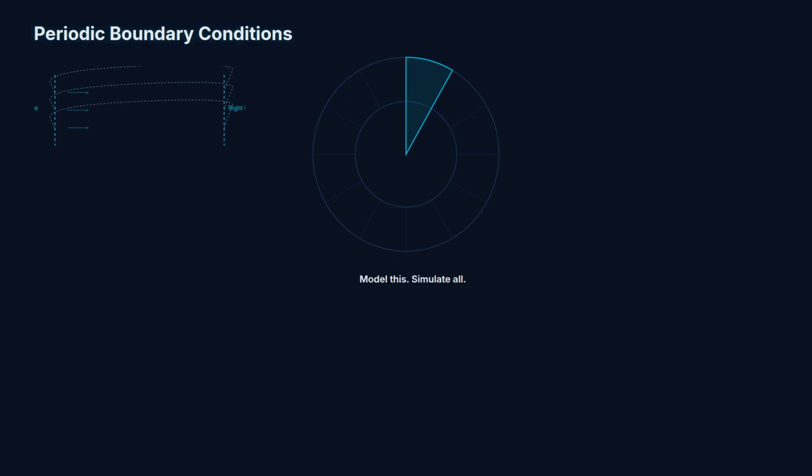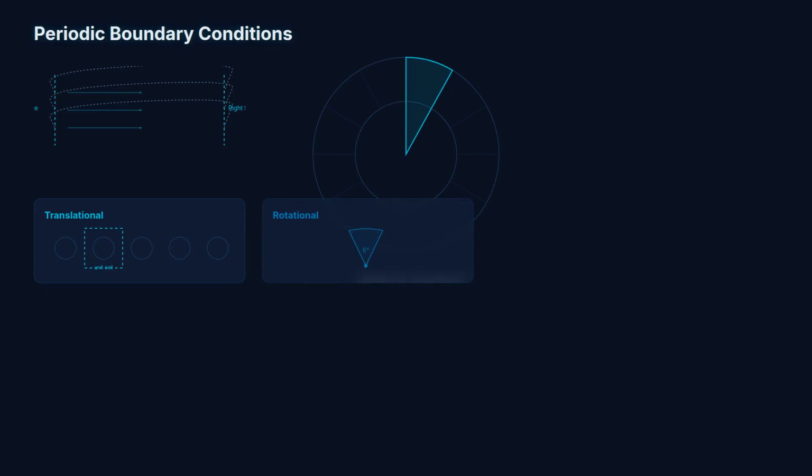Model one passage, 6 degrees, and apply periodic conditions. Flow leaving the right face appears at the left. Two types. Translational, repeating straight-line patterns like tube rows in a heat exchanger. Rotational, turbomachinery passages around an axis. The savings are massive. A full turbine annulus at 300 million cells becomes 5 million.